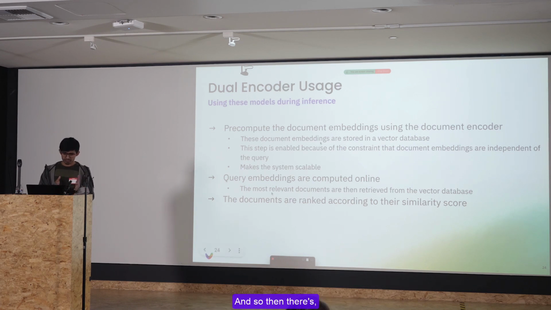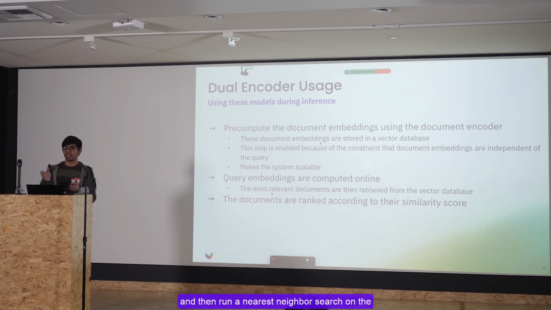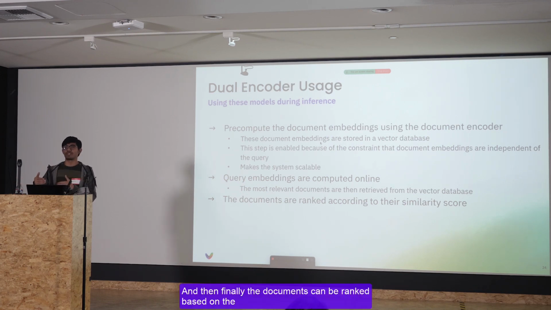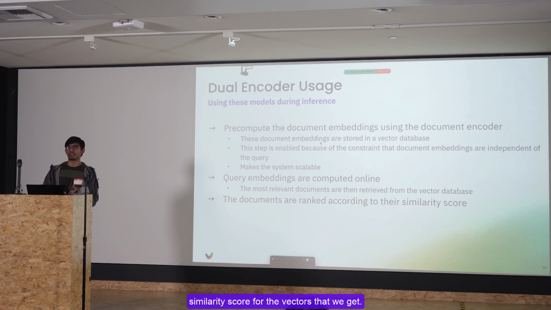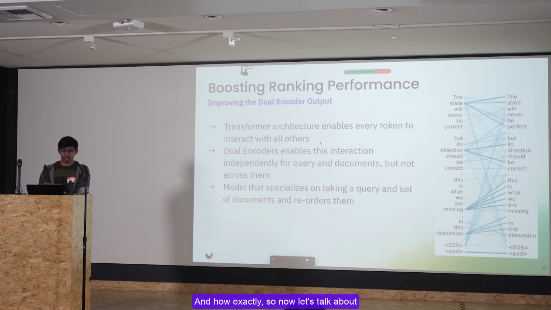And so then, when we get a query, in an online fashion we would encode the query and then run a nearest neighbor search on the vector database, and then finally the documents can be ranked based on the similarity score for the vectors that we get. So this is all good, but we do have to ask the question: can we improve this system even further? And the answer to that is yes. Now let's talk about how exactly we can do that.